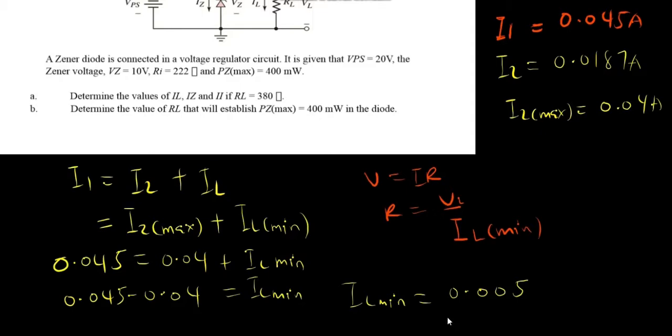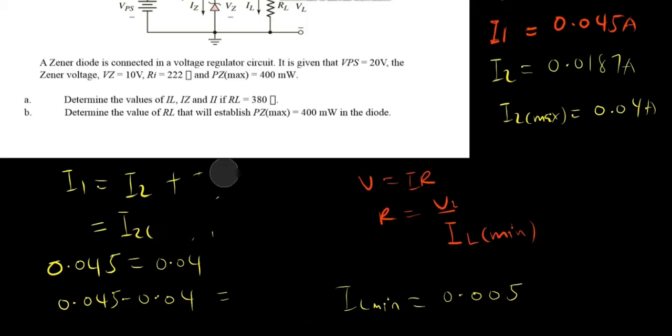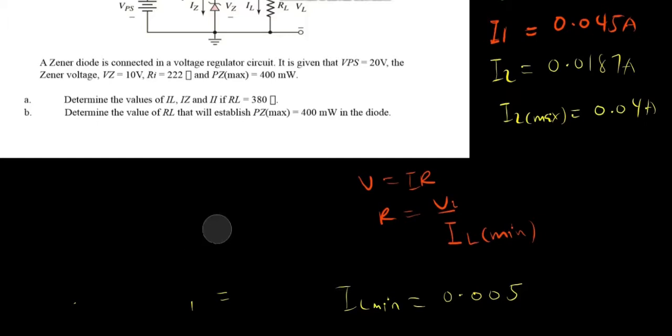Now that you know IL minimum, you can go ahead and find the value of RL that you've been asked to find. So I'll go ahead and clean this side here. You have RL equal to VZ, which is the same as VL, the voltage in the load, divided by IL. In this case you know VL to be the same as VZ, which is the voltage in the Zener diode. So that will be 10 divided by IL, which in this case is IL minimum.